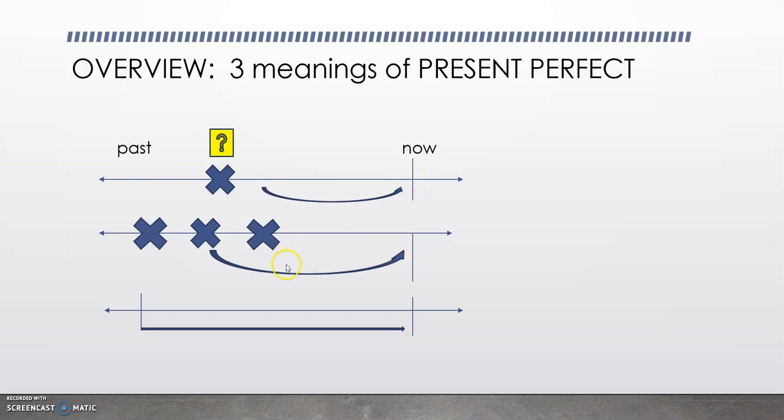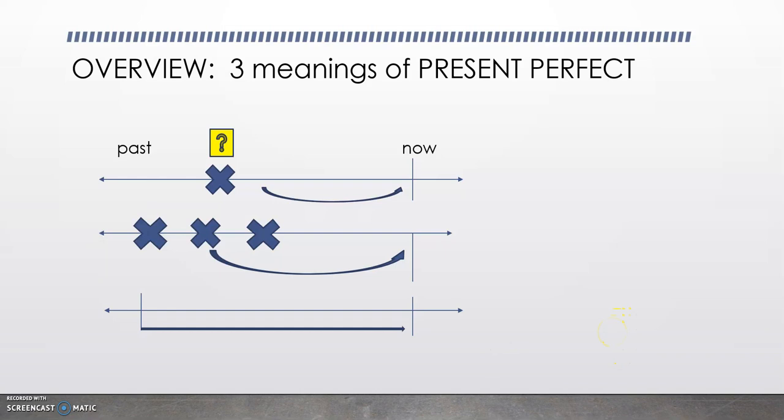The second one is very similar. The difference is that maybe the action happened 2 times or 3 times or many times. It repeated in the past, and again, that's still important now. And the last one doesn't have an X because these are not finished actions, but it has this arrow that continues to show you the action began and continued, and it goes all the way up to now, and it might go into the future too.